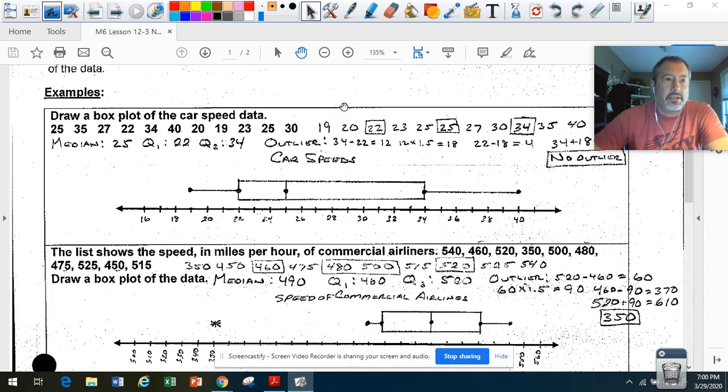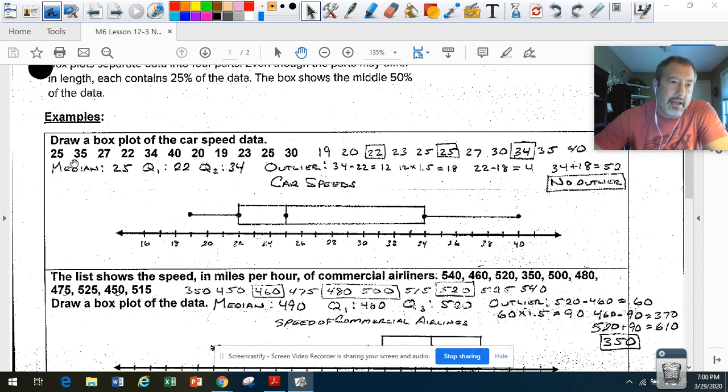So it says here, draw a box plot of the car speed data. If we take a look here, we have our numbers. The first thing we have to do is put them in order from least to greatest. So when we do that, we have 19, 20, 22, 23, 25, 25, 27, 30, 34, 35, and 40. So we have 1, 2, 3, 4, 5, 6, 7, 8, 9, 10, 11. That makes our life a lot easier.